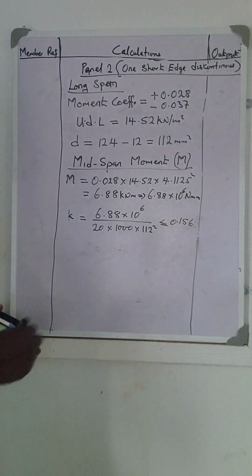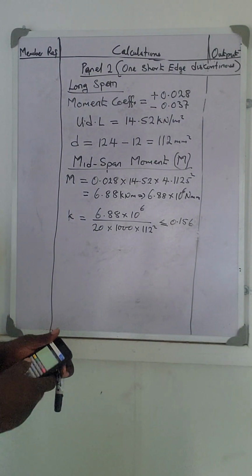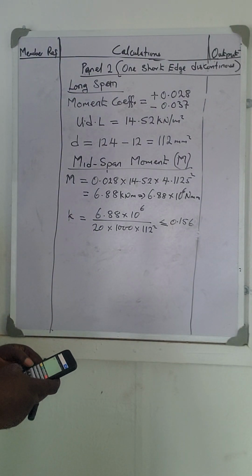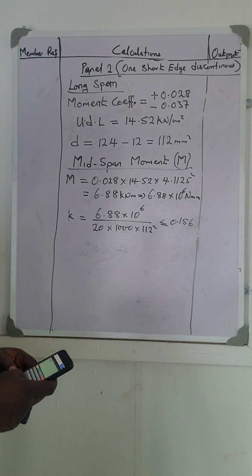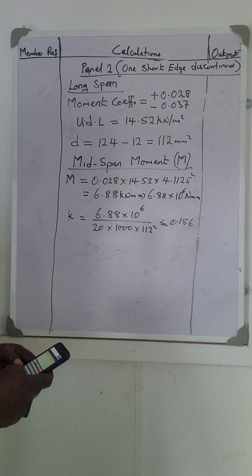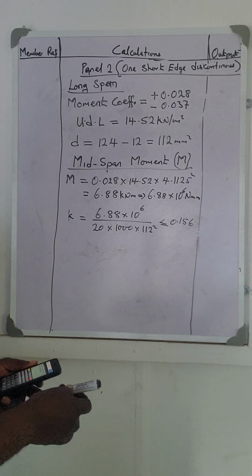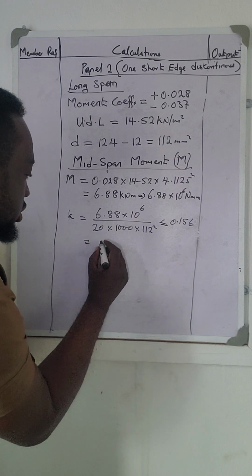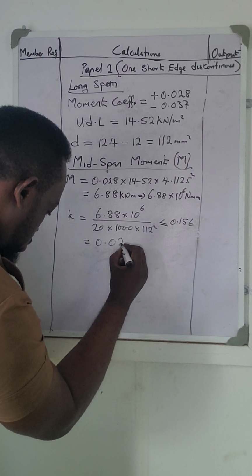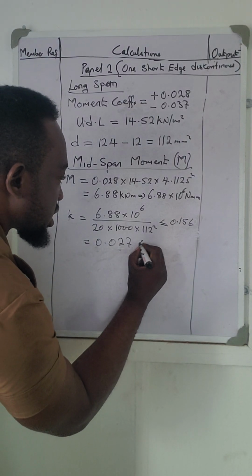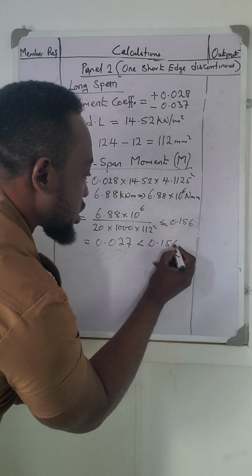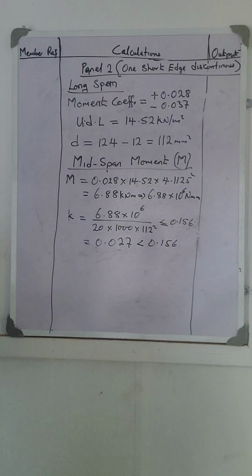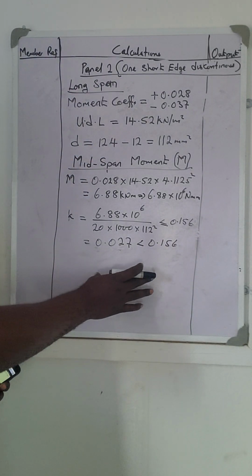Okay? Now let's compute this. 6.88 exponential 6 divided by 20 multiplied by 1000 multiplied by 112 square. This one will give me 0.027, which is less than 0.156. You see, the difference is not much, but I just want to follow the right procedure.